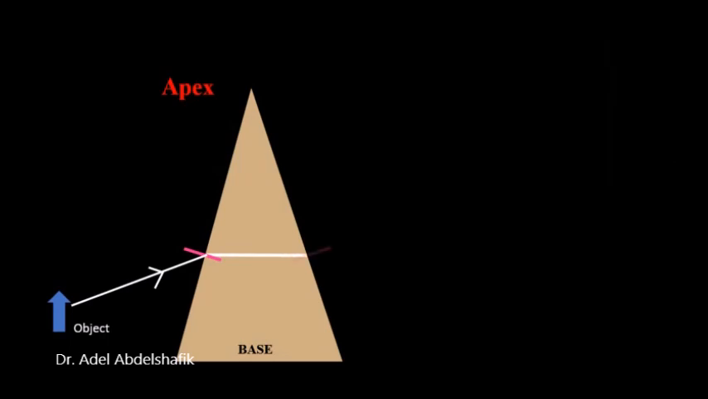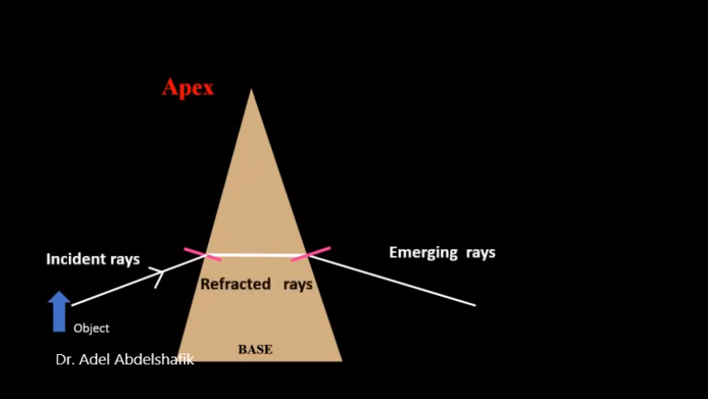Rays coming from an object will fall on the side of the prism, will undergo refraction, then will emerge out of the prism. As you notice, rays are deviated toward the base of the prism. So we have an incident ray, refracted ray, and emerging ray.